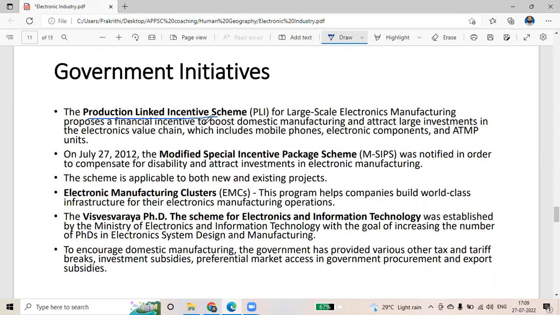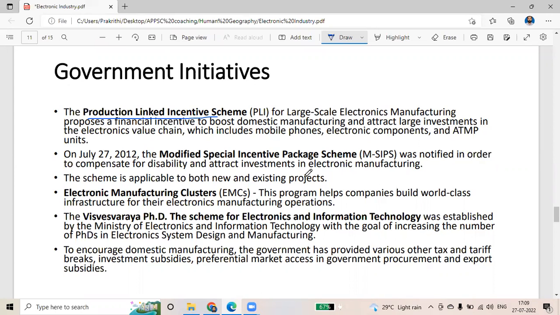Then modified special incentive package schemes. Then electronic manufacturing clusters helps the companies build world-class infrastructure. For electronic industries के लिए world-class industrial infrastructure बनाने के लिए support है.